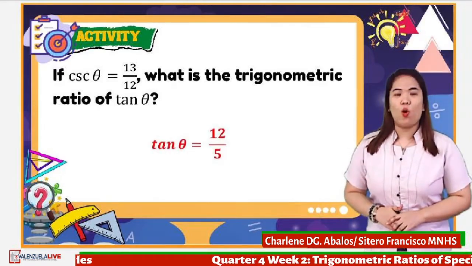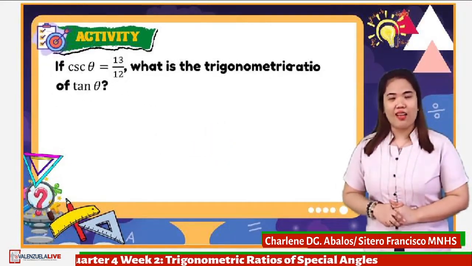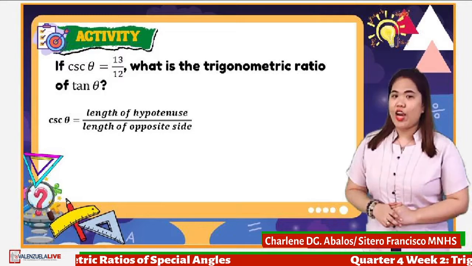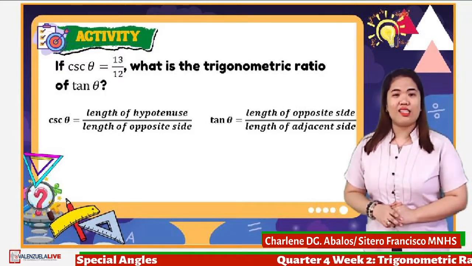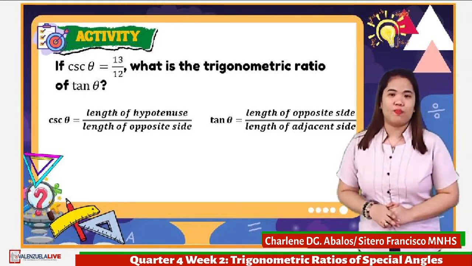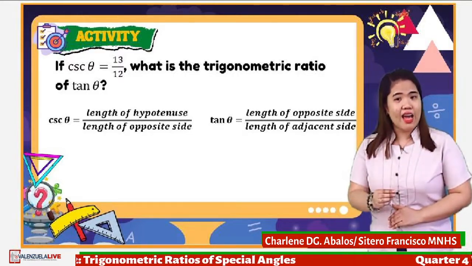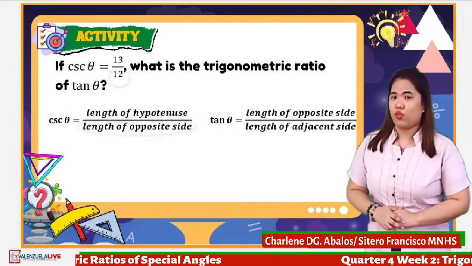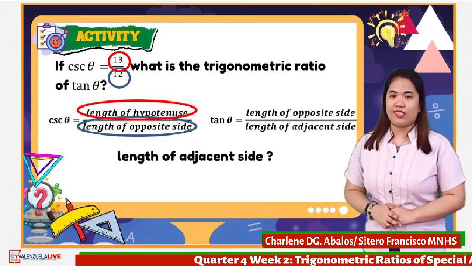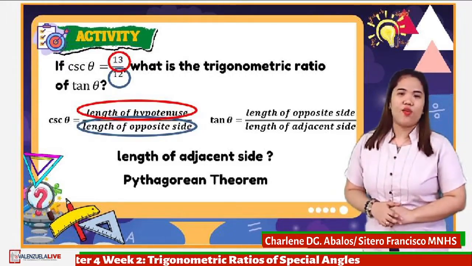Tangent theta is equal to 12 over 5. The ratio of cosecant is equal to the length of the hypotenuse over the length of the opposite side. On the other hand, the ratio of tangent theta is equal to the length of the opposite side over the length of the adjacent side. Since the given is cosecant theta, we already have the length of the opposite side and hypotenuse. And for us to get the ratio of tangent, we need to have the length of the adjacent side. To get the length of the adjacent side, let's use the Pythagorean theorem.